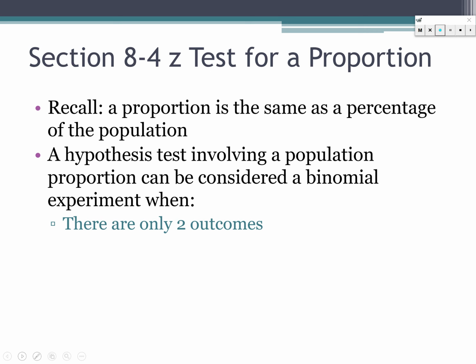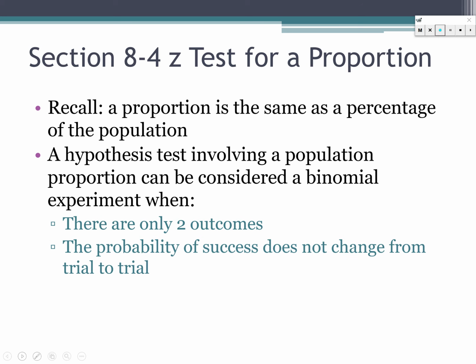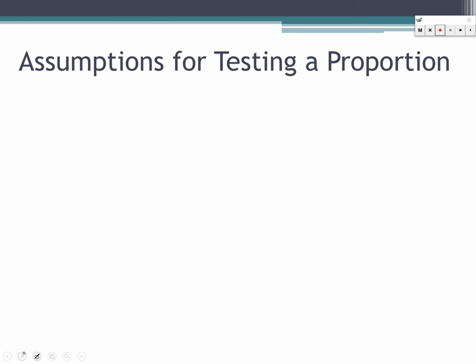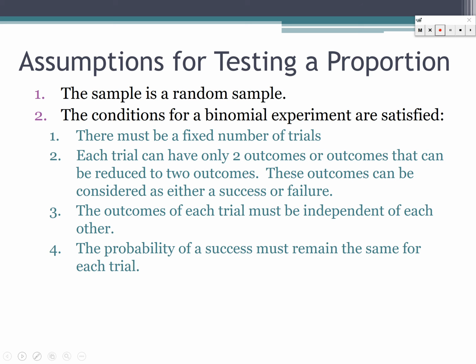Hypothesis test involving our population proportion. Again, we're changing gears to a proportion from the mean we've been working with. It can be considered a binomial experiment when we have only two outcomes and the probability of success does not change from trial to trial. What we are going to assume when we're testing a proportion, I would just pause, I wouldn't write this piece right here, is that the sample is random. We are going to assume the conditions for a binomial experiment are satisfied.